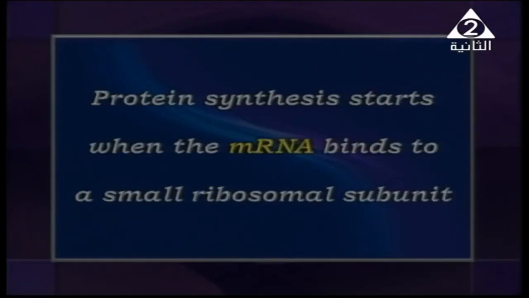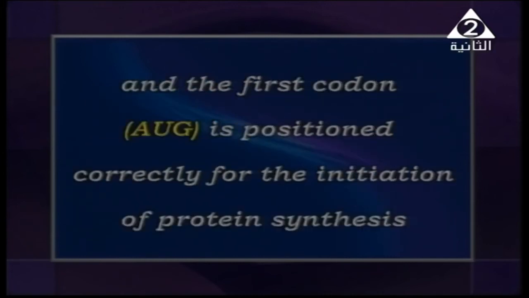Number 1. Protein synthesis starts when the messenger RNA binds to a small ribosomal subunit. Do you remember? In the ribosome, the binding site. This codon AUG is positioned correctly for the initiation of protein synthesis.